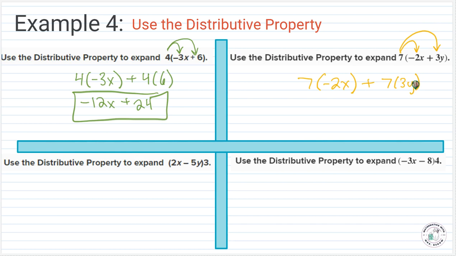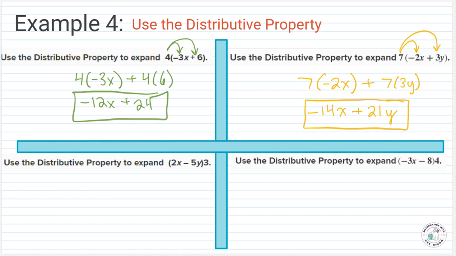So now 7 times a negative 2x, that's going to be a negative 14x. Bring down my plus sign. And then 7 times 3y is going to be a 21y. And that's as far as we can go. Again, those are not like terms, so this is my simplified algebraic expression.